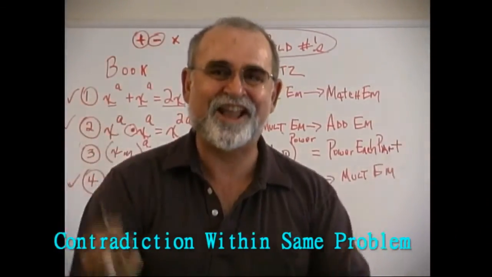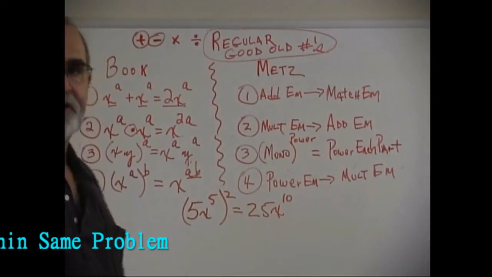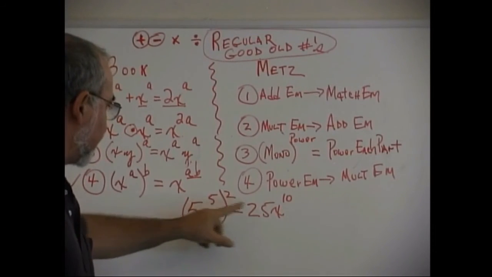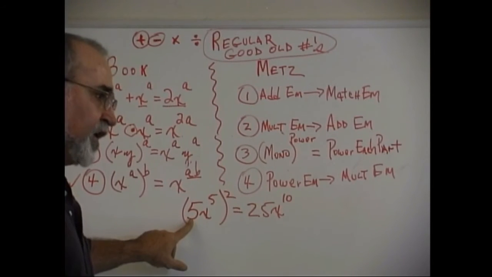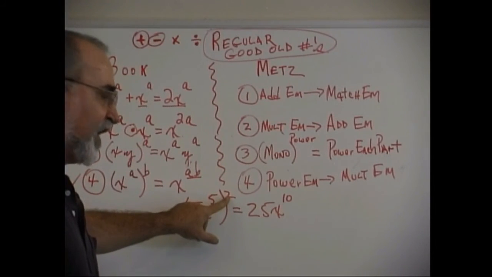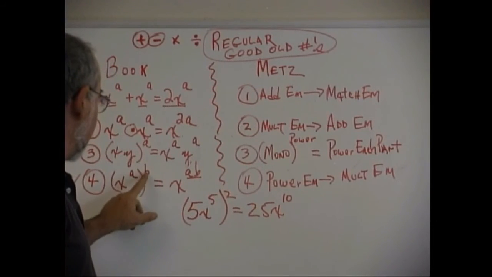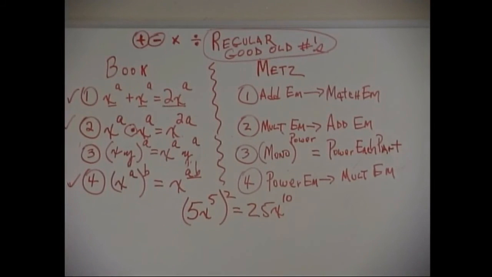No wonder people get mixed up in math. In the very same problem, 5 squared gives you 2 different answers. This 5 squared gives you 25. This 5 squared gives you 10. Why? Because this 5 is a regular good old number. So 5 squared means 5 times 5, which is 25. This 5 squared is a power to a power. And how do you do that? You multiply. How do you raise a power to a power? You multiply.